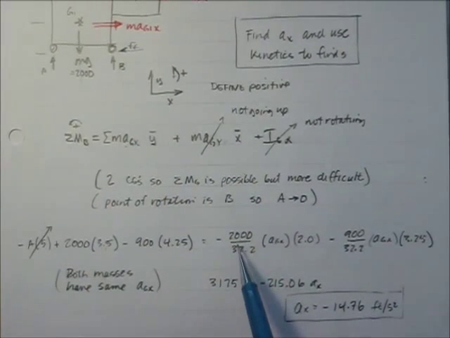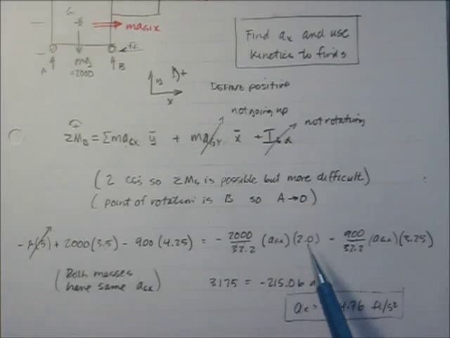So I call that a negative mass times acceleration times distance vector. That'd be negative mass of 2,000 pounds divided by 32.2 times the acceleration times my lever arm of 2.0. Now this is my unknown. I don't know what that acceleration is.